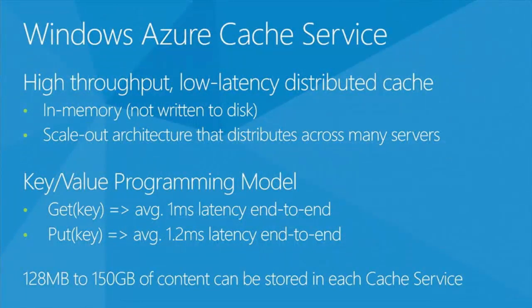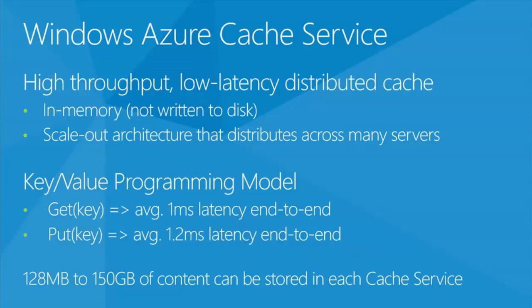So one of the things you can do is take advantage of the new Windows Azure Cache service in order to implement this. It's a new service we just went live with last Wednesday. It basically gives you a high throughput, low latency distributed cache. The data is all in memory, so it's not written to disk. If you have petabytes of things you want to cache, you might want to use a blob storage system to cache it that way instead.